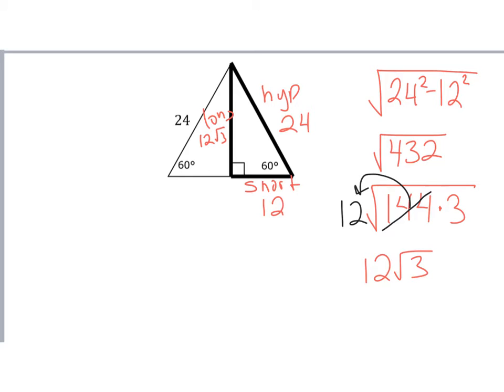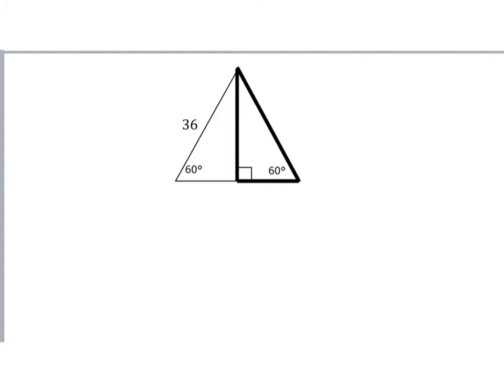Well, that's kind of neat. My short leg is 12, and my long leg is 12 times the square root of 3. Interesting. Does that just happen? I don't know. We'll have to do a couple more and see. Let's look at the next one. Okay. What is my hypotenuse on this one? 36.